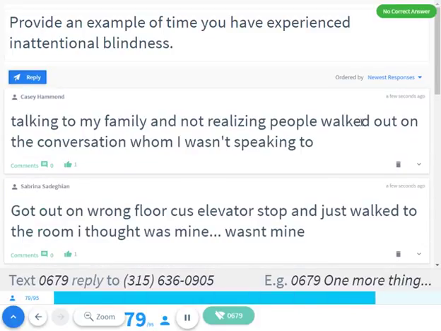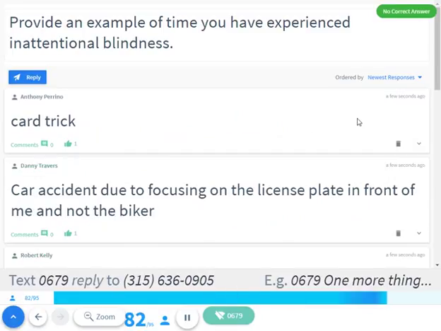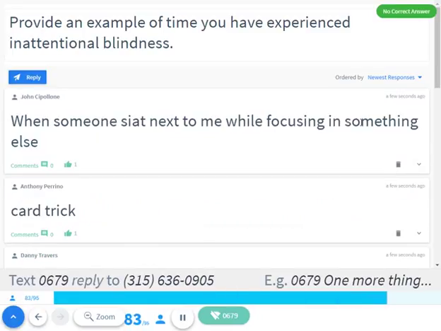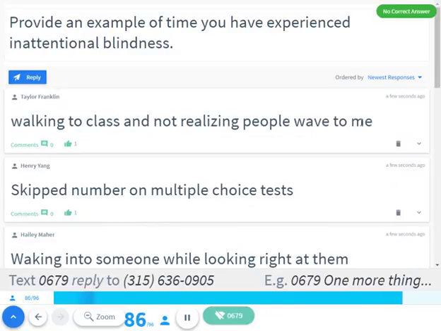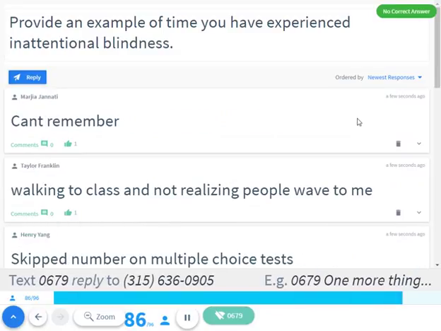That one. Didn't notice. It's meta. Like it. Oh, the card trick one. That's a good one. Actually, I have an example from that.